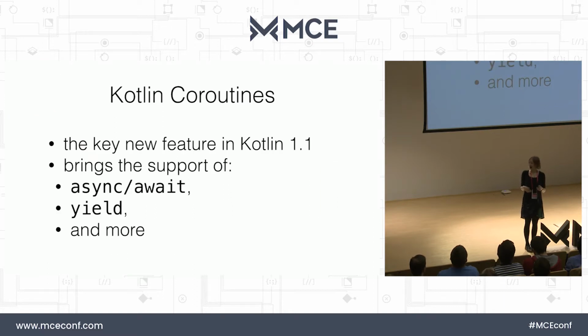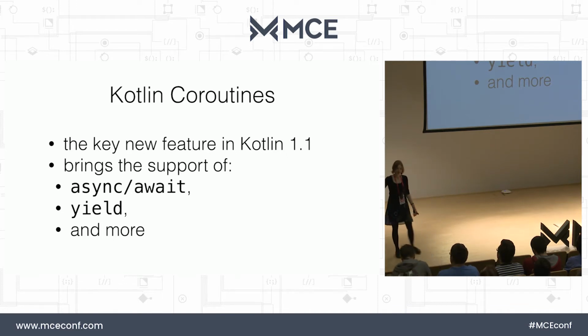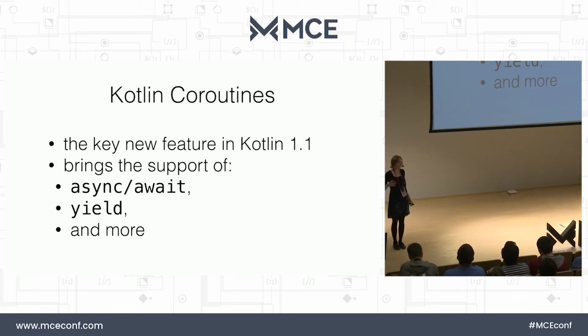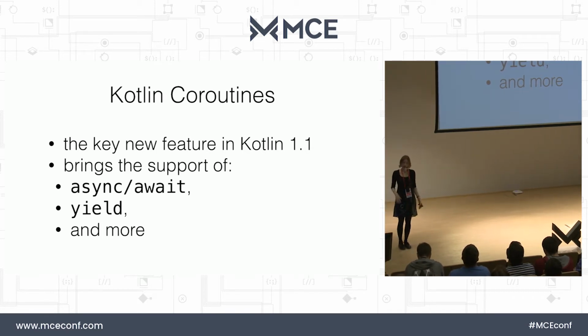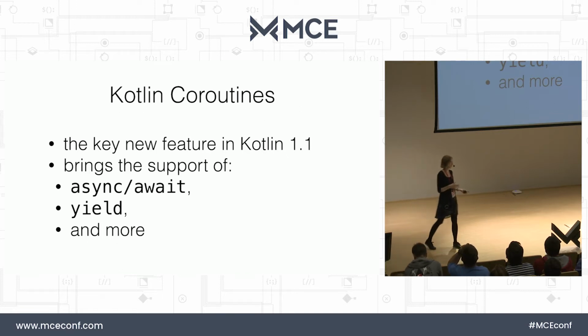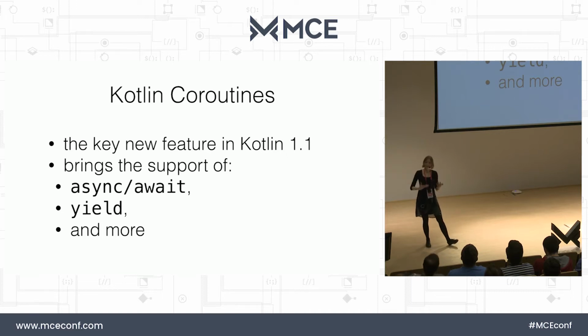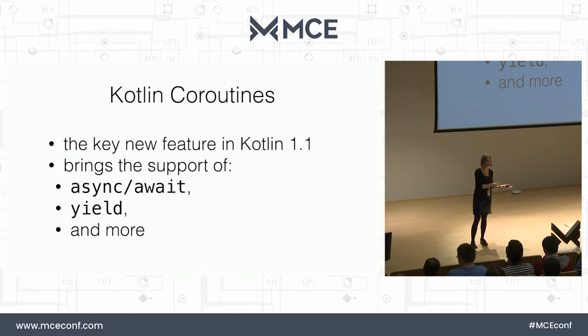So let's start our talk, our discussion. Again, what are we going to talk about? Kotlin coroutines. It's the key new feature in this new release, and it brings support for lots of useful features. Actually, it brings support for those features that we already have available in many other languages. For instance, async await is quite well known already in the C# language.